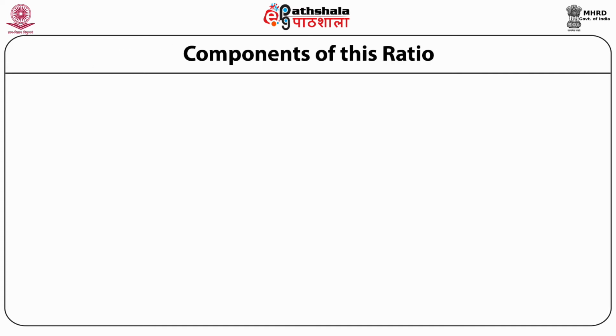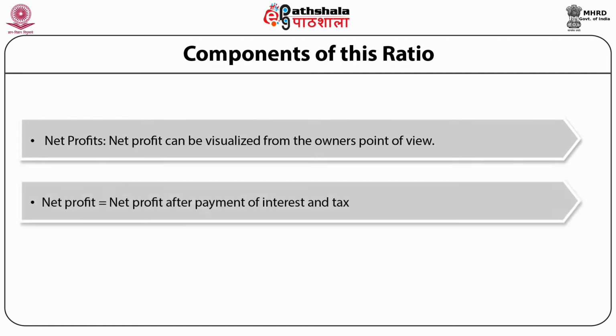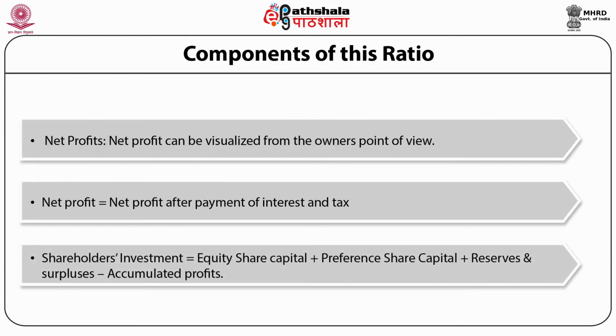Components of this ratio. Net profit. Net profit can be visualized from the owner's point of view. Net profit after payment of interest and tax. Shareholders' investment: equity share capital plus preference share capital plus reserves and surplus minus accumulated losses.